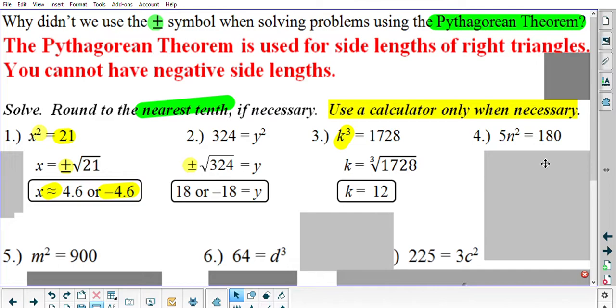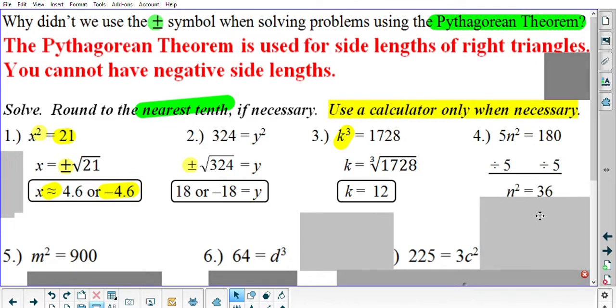You might remember I used to call that SADMAP. It's just opposite of PEMDAS. So you need to subtract or add first if there's subtraction or addition. This problem does not. Then you would divide or multiply next. Ooh, this does have n to the second power being multiplied by 5. So you need to divide by 5 first to get the n to the second power isolated by itself.